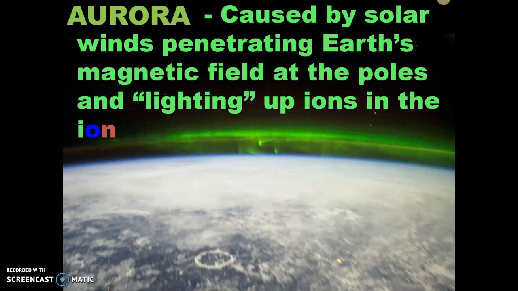So you get the cool green colors and everything else. Again, caused by the solar winds penetrating the Earth's magnetic field at the poles and lighting up ions in the atmosphere. If you get a really strong burst of solar winds, it'll push far enough towards the equator that you can see it up in Canada. They have had several since I've been teaching here at Lindbergh that we've been able to spot from Missouri. However, every time that happens, we happen to have so much cloud cover you couldn't see anything.